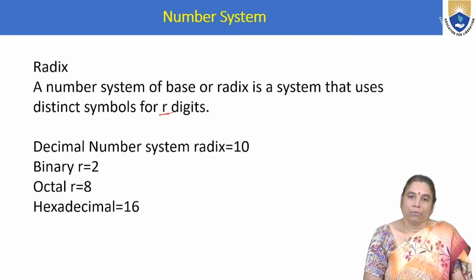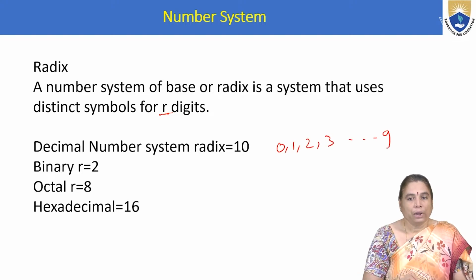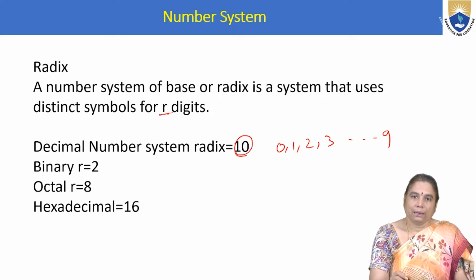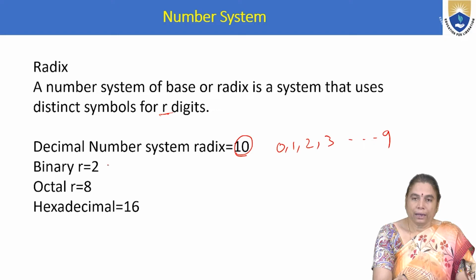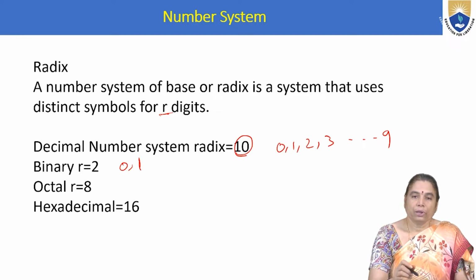For example, in the decimal number system we can use 0, 1, 2, 3 until 9. So totally 10 symbols can be used to represent the numbers, so the base or radix value is 10. In a binary number system, the data can be represented either with 0 or 1. Totally 2 symbols are used, so the base or radix is 2.